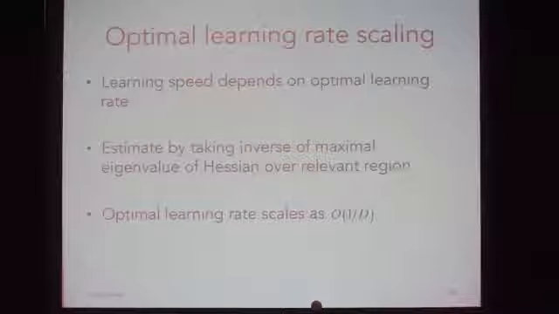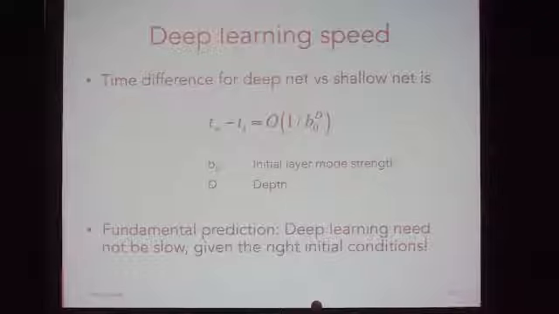Okay, so to get at this, we also need to understand the optimal learning rate scaling with depth, because you can't just keep it fixed. You can do that by looking at the Hessian, and it turns out it scales as 1 over the depth. When you put that into the equations, you get this result for the time difference. The time it takes to learn a very, very deep network compared to a shallow network is order 1 over the initial mode strength raised to the depth of the network.